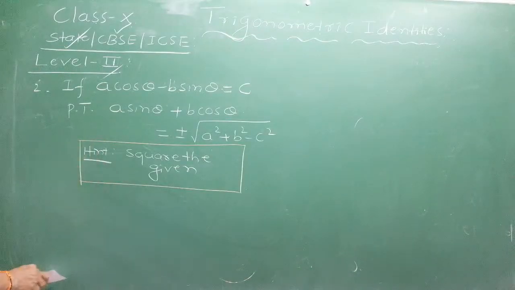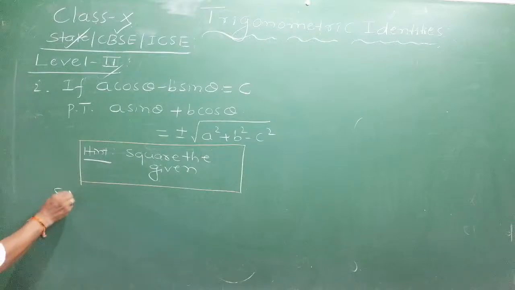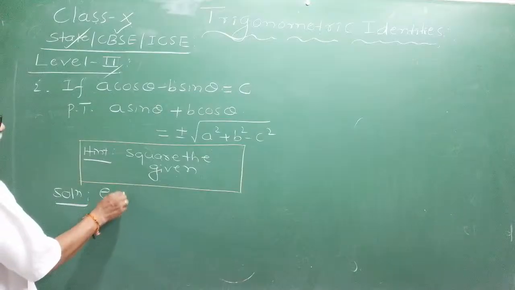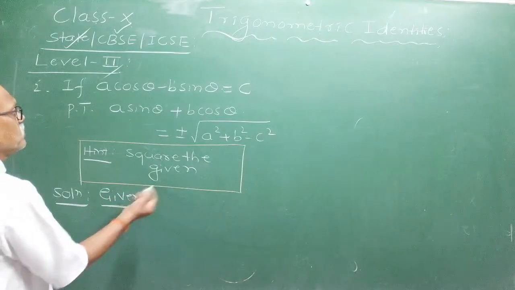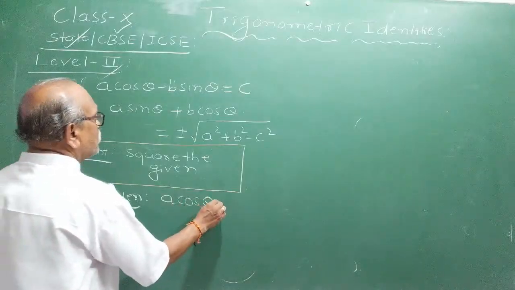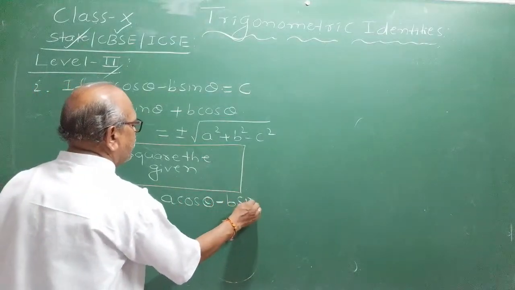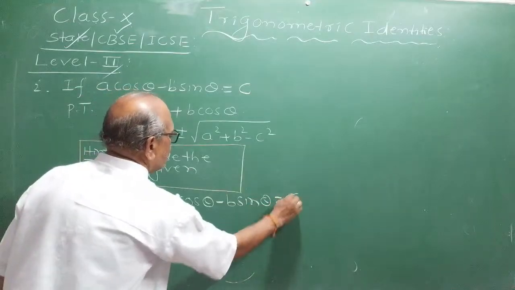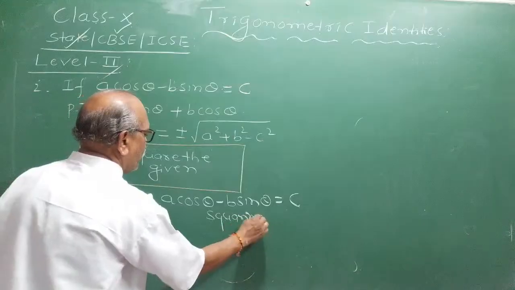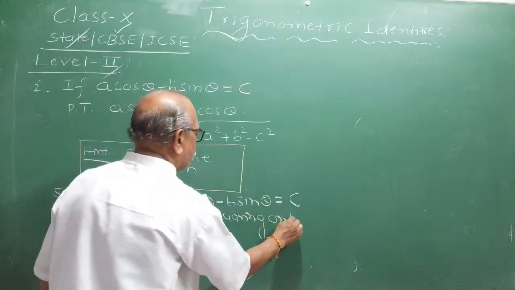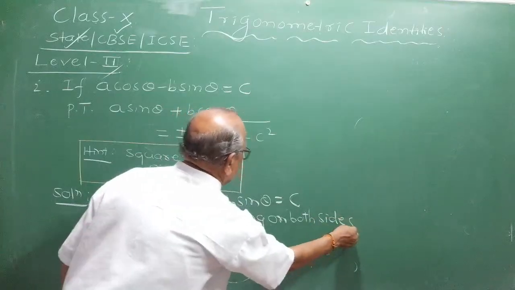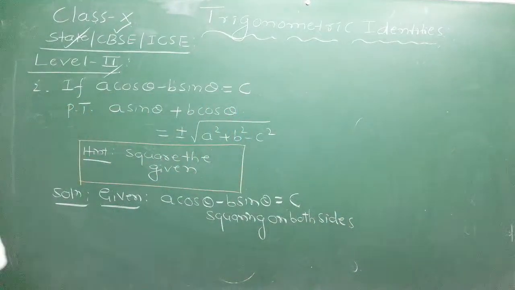Let us take the solution of it till you get the result. Whatever is given here, you can solve it in different ways, and the easiest way is this: a cos theta minus b sin theta is equal to c, squaring on both sides.